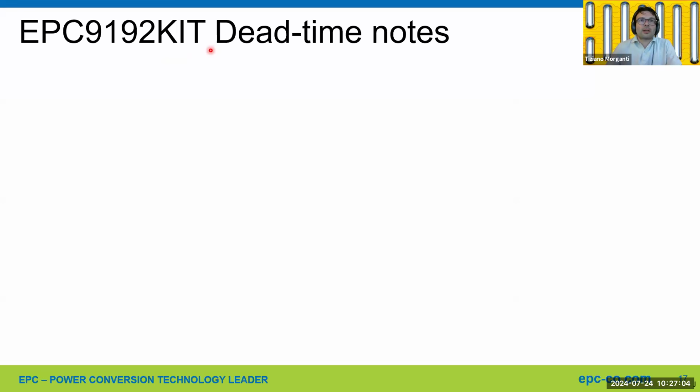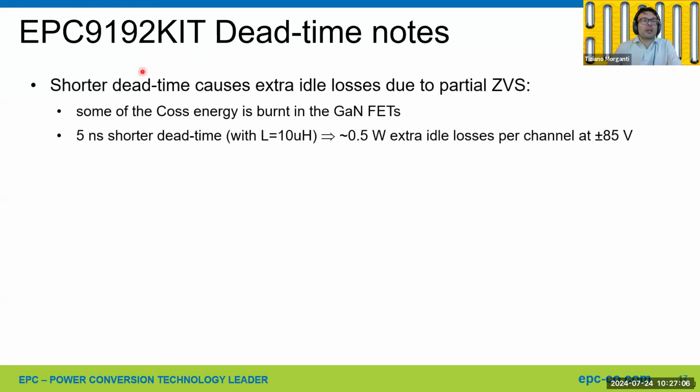So a few words regarding the dead time. We did some experiments and we could see a shorter dead time causes extra idle losses because we start to lose full zero voltage switching in the output stage. So some of the energy in the output capacitance of the FET is converted into heat.